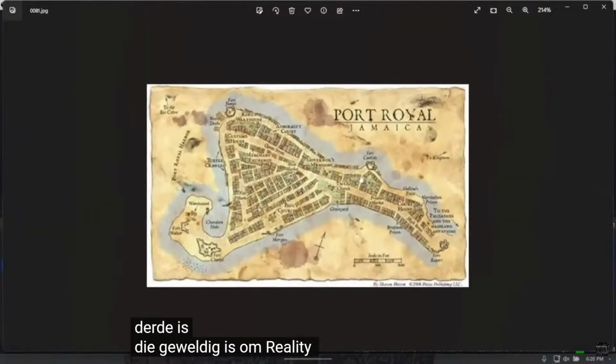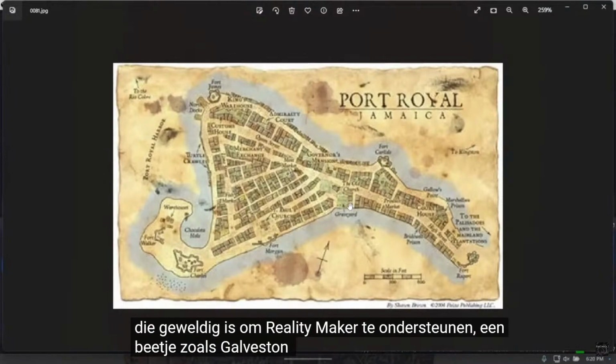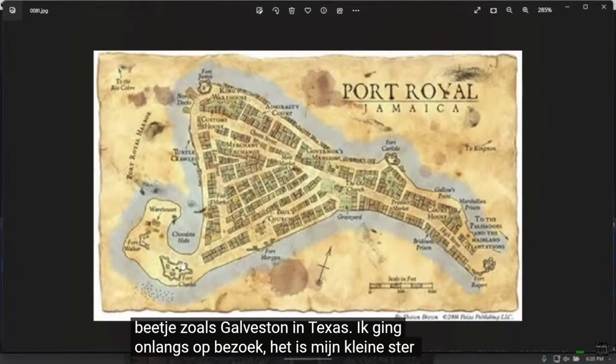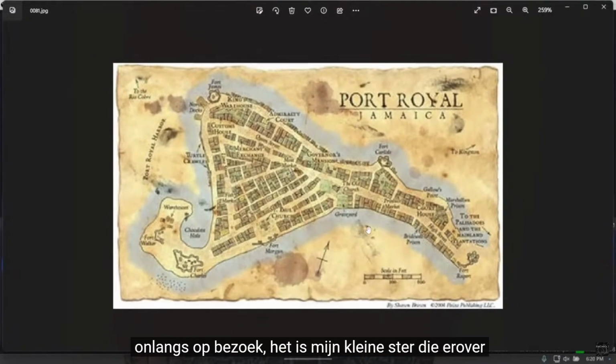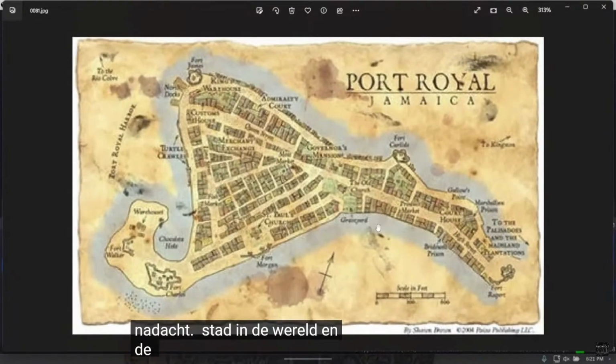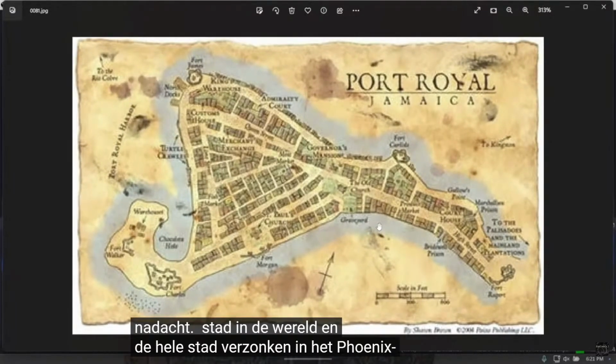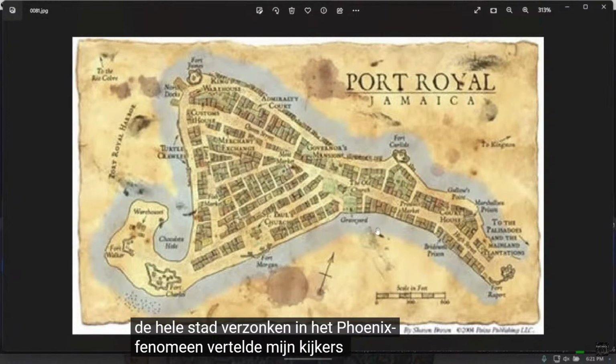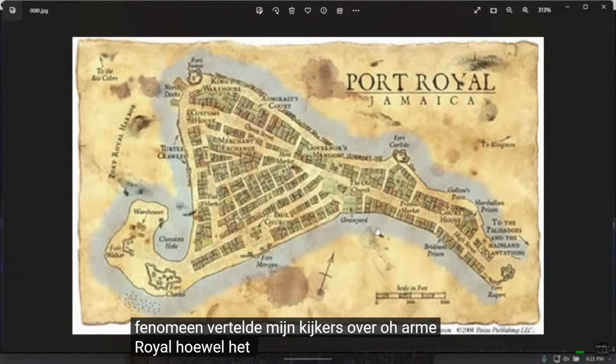That's amazing. So Port Royal, Jamaica, a bit like Galveston in Texas. I went to visit the other day. It's got a little star fort on it. It was regarded as being the wickedest city in the world, and the whole city sunk into the sand. It was a Phoenix phenomenon. I've told my viewers about Port Royal. It was a pirate city.